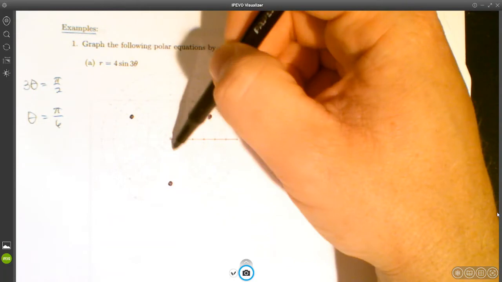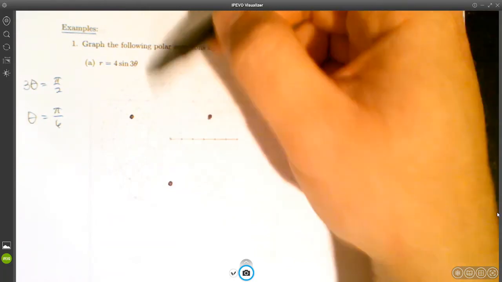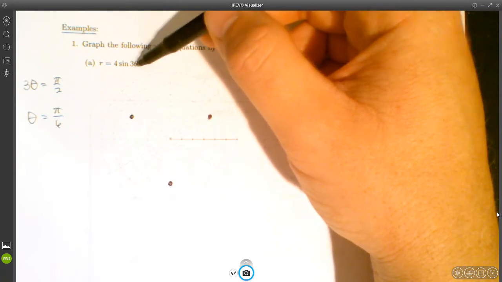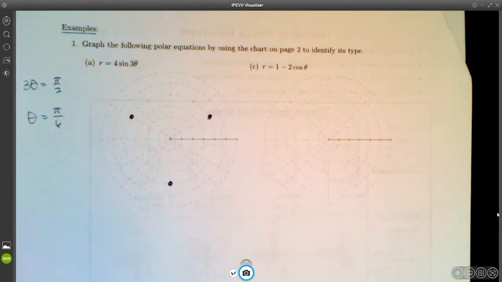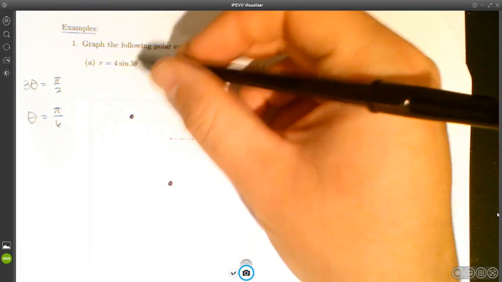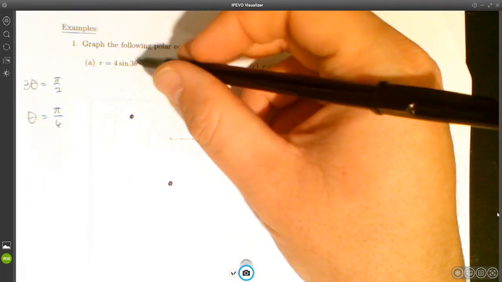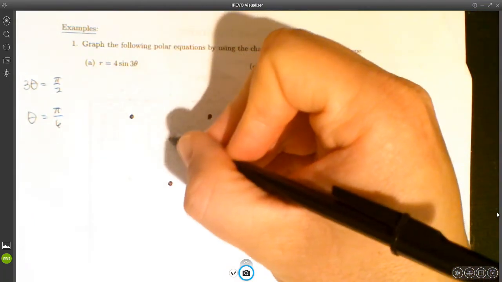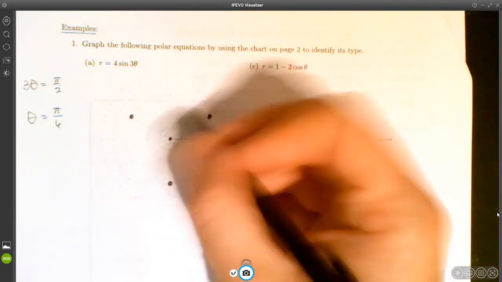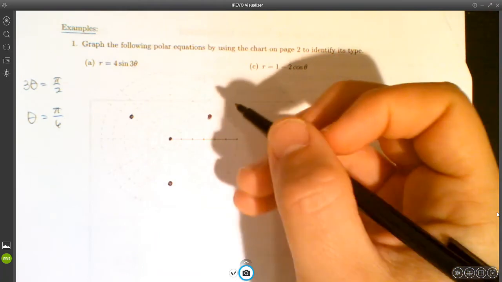The same thing if we go all the way out to 3 pi over 2. If I plug in 3 pi over 2, 3 times 3 pi over 2 is really 9 pi over 2, and sine of 9 pi over 2 is equal to 1 as well. So sure enough, you end up there. And obviously, if you plug in 0, 3 times 0 is 0, and sine 0 is 0, so we're going to be passing through the pole after we hit each petal, I guess you could say.